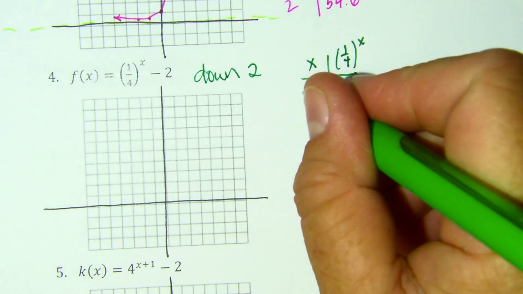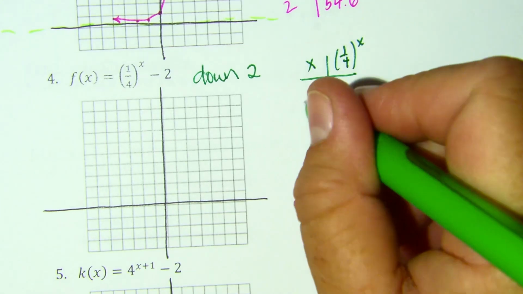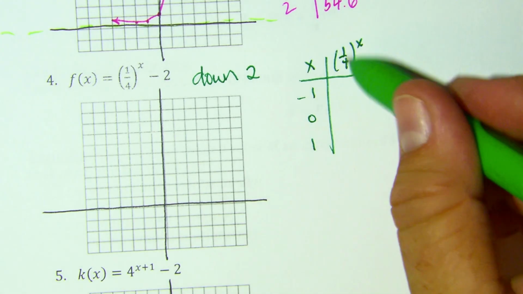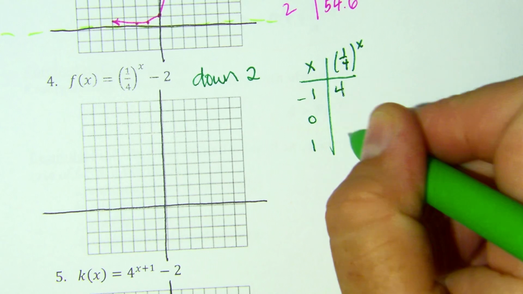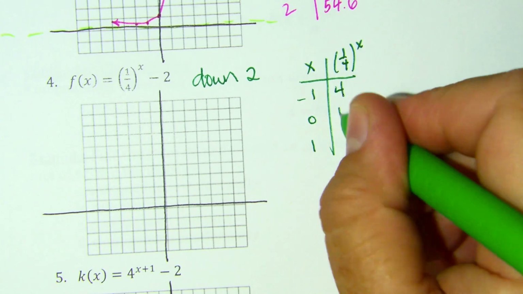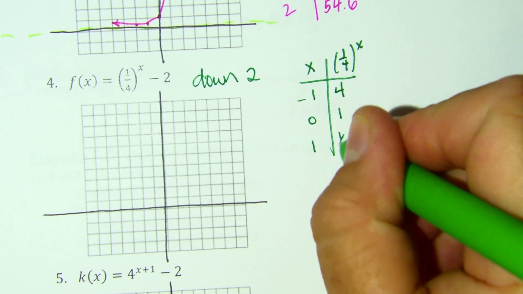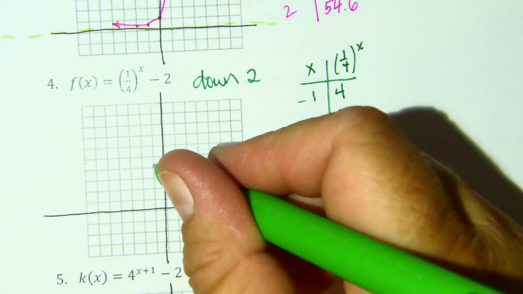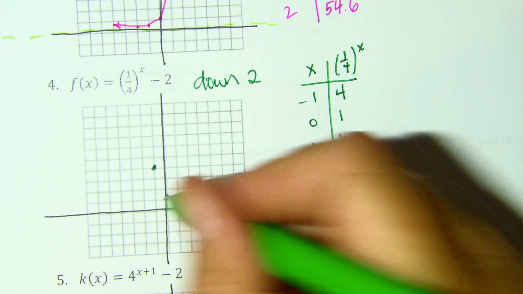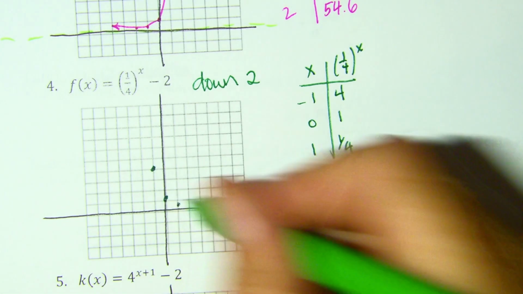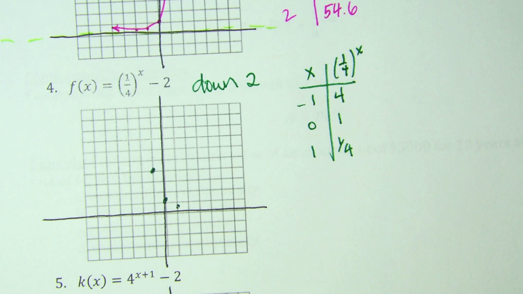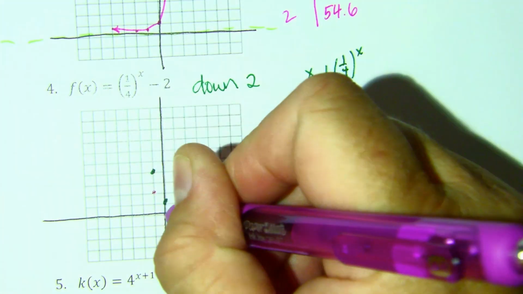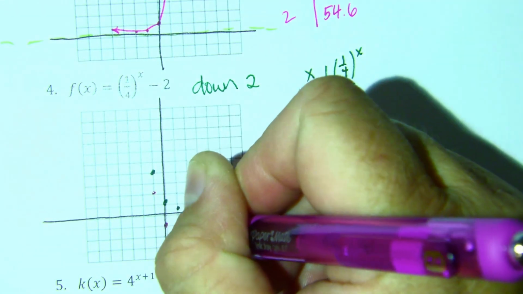I'm actually just going to go with 3 this time: -1, 0, and 1. Plugging in -1, 1/4 to the -1 power would be 4. 0, well, anything to the 0 power is 1. And 1/4 to the first power is 1/4. So I can plot those points, -1 and 4, 0 and 1, and 1 and 1/4. And then all of those points are going to move down 2. So down 1, 2, down 1, 2, down 1, 2.